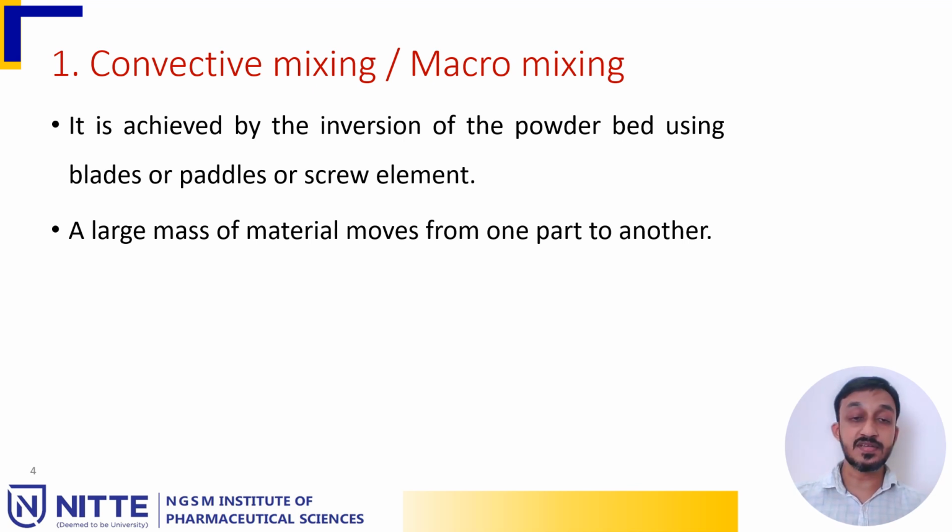Convective mixing is achieved by the inversion of the powder bed using blades or paddles or screw elements. A large mass of material moves from one part to another in convective mixing or macro mixing. Due to the movement of material within the system, the mixing is called convective mixing.